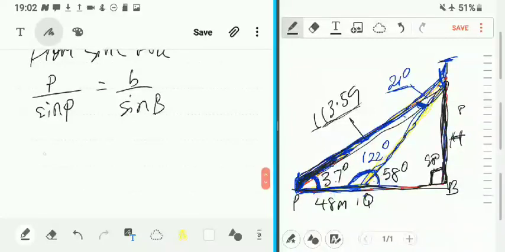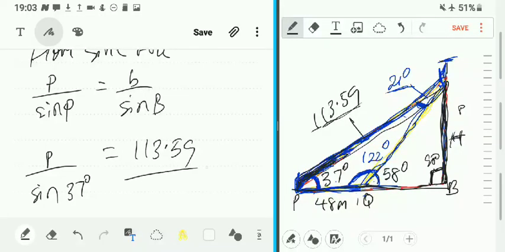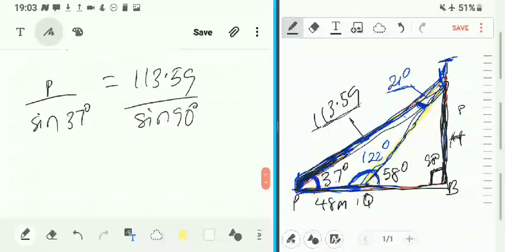What is small p? We don't know, that's what we're looking for. Sorry about the noise. So small p over sine big P, which is 37 degrees, equals small b, that's 113.59, divided by sine 90 degrees. Sine 90 degrees is equal to 1.